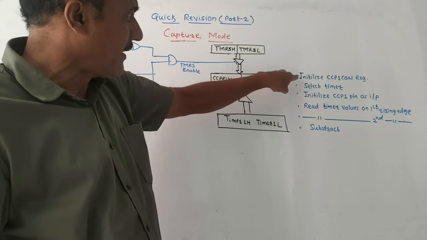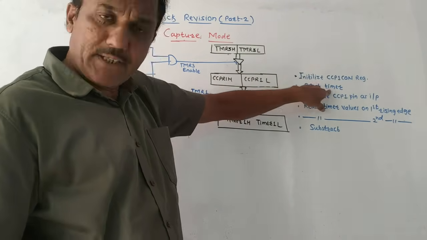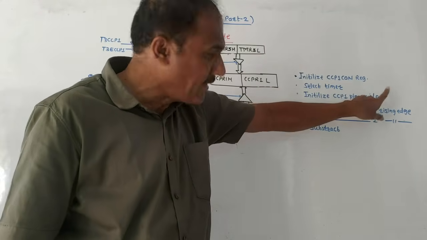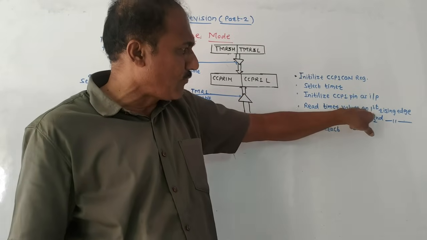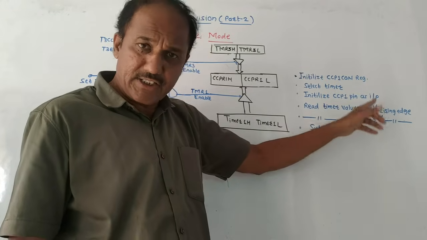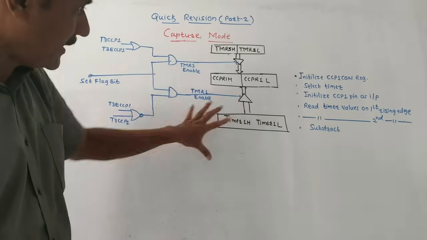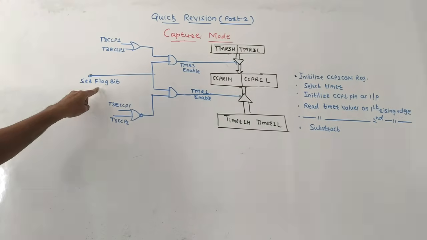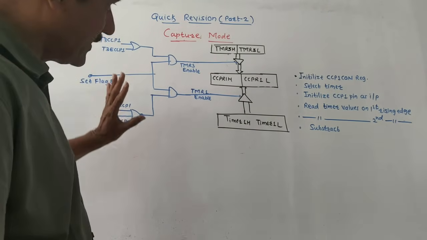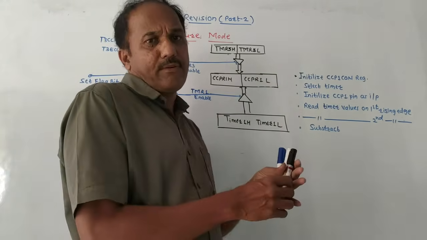So different steps are: initialize CCP1 control register in capture mode. Then select a particular timer, either timer 1 or timer 3. Initialize CCP1 pin as input pin. Then read timer values on first rising edge. Then read timer values on second rising edge. And subtract the values of first rising edge from second rising edge. Accordingly, a particular event will be captured and corresponding flag bit will be set. No doubt you can use a prescaling and all that, which is not shown in this diagram. So this is about the capture mode of PIC18F microcontroller.